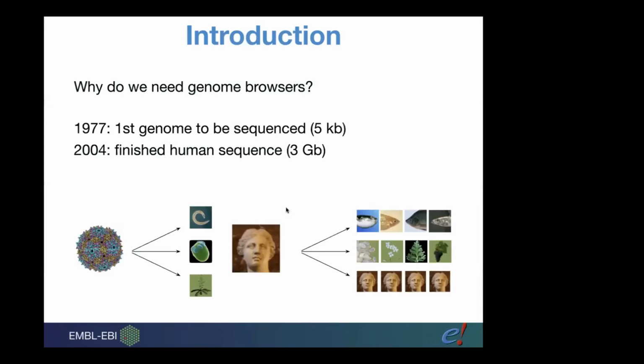So I'm going to start with a little bit of history. The first genome was sequenced by Fred Sanger and his team in 1977. And this was a small bacteriophage genome of about 5,000 bases. And this is what paved the way for sequencing of more complex organisms, including the draft for the human genome, which was published in the early 2000s.